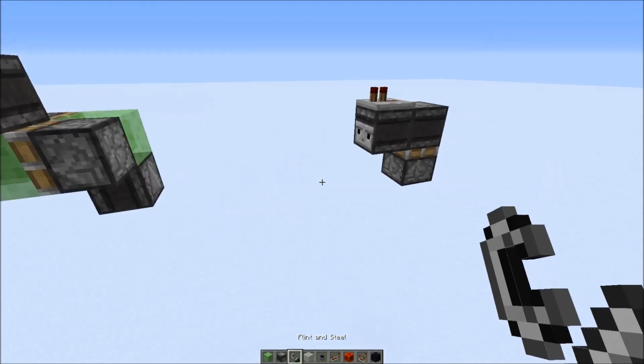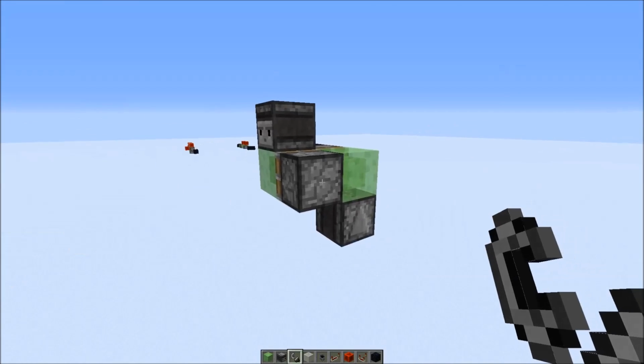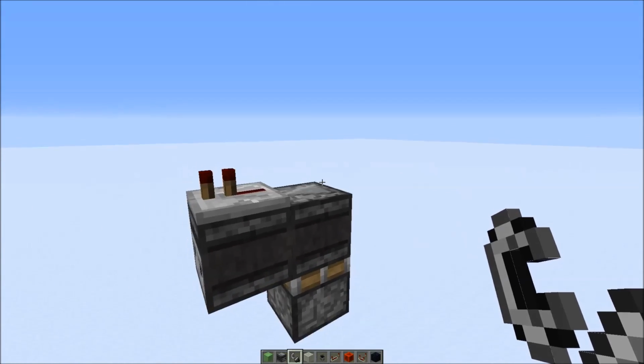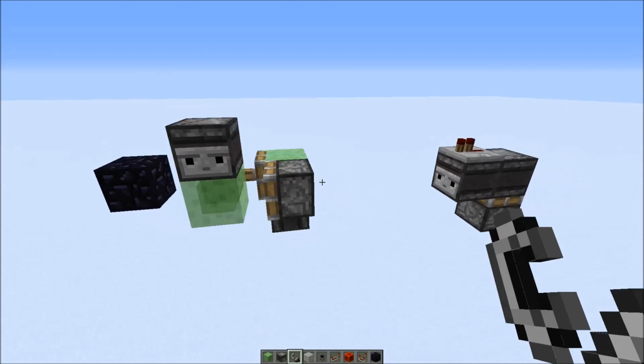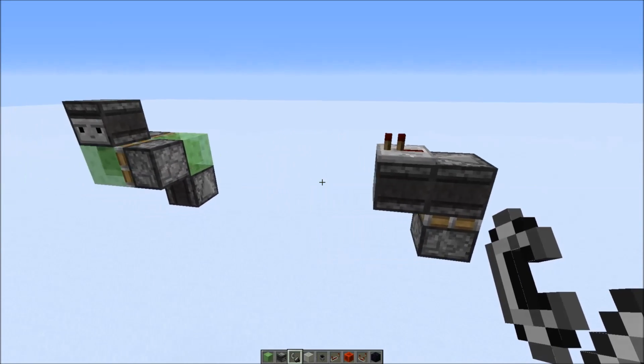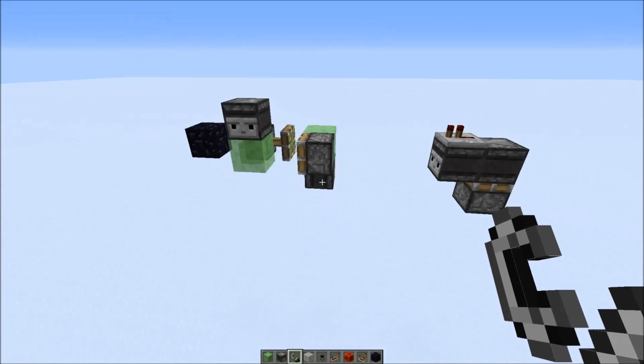So what happens here, this observer detects the incoming piston, and then it powers the sticky piston here, and then we have another observer. So let's just see it in action. This is getting powered 4 times, but also sends the flying machine back.